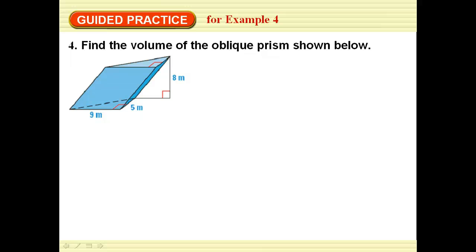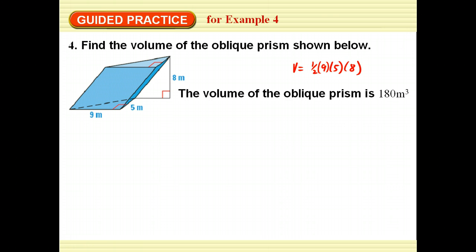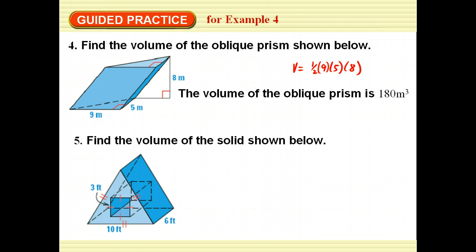Find the volume of this oblique prism. Same thing, I have a right triangle as my base. So I will do 1/2 base times height to get the area of that right triangle, and multiply it times h. So my volume is 1/2 times base, which is 9, times height, which is 5, and multiply that times 8. And it turns out to be 180 meters cubed.